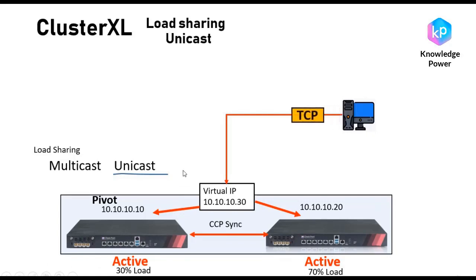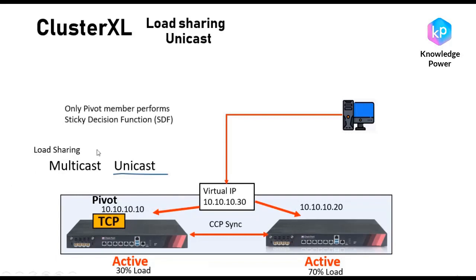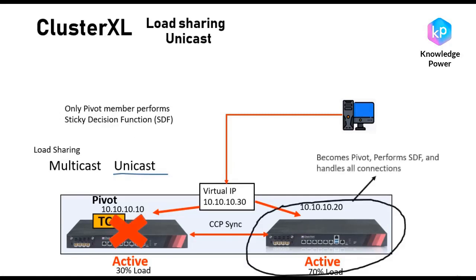Traffic flow. We have our TCP connection that's going to our virtual IP. Instead of just going for two devices, it's going to pivot because it's unicast. It's associating with only one IP, with our pivot one. Only the pivot member performs the sticky decision function, SDF. In multicast, two devices perform that function. If the device goes down, the second member becomes a pivot and it performs SDF.